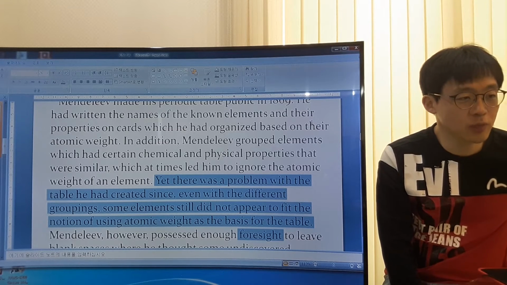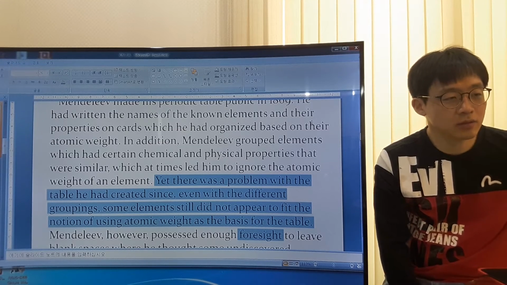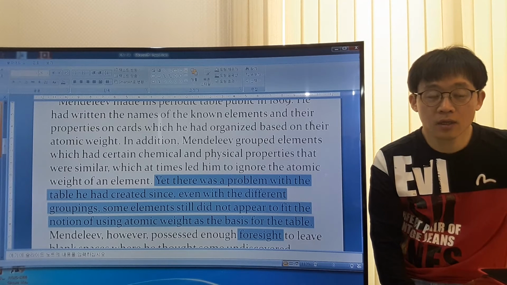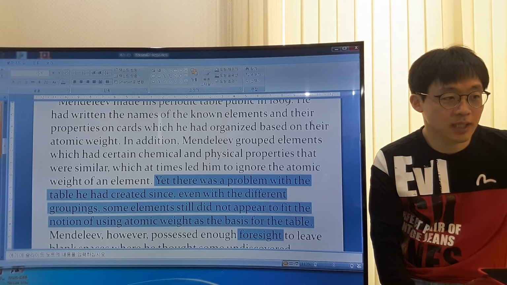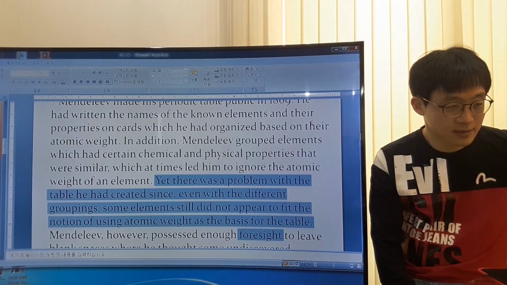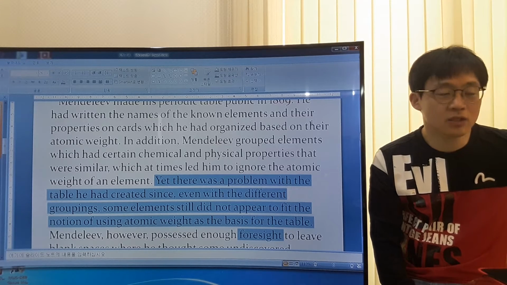Chemical and physical properties. Chemical, what does that mean? It means involving the reactions of substances. That is chemical, okay? Forming different substances by that, okay? And physical, what does it mean?